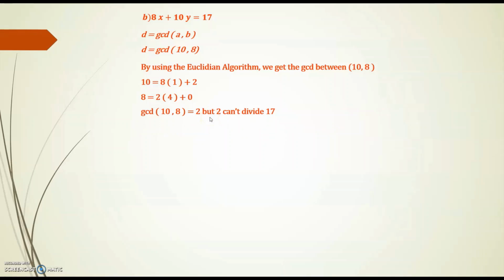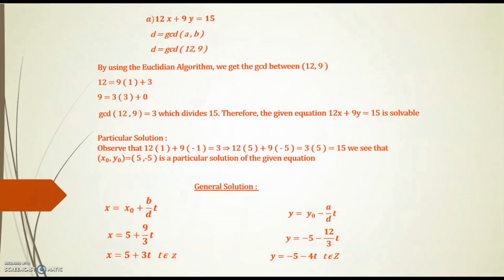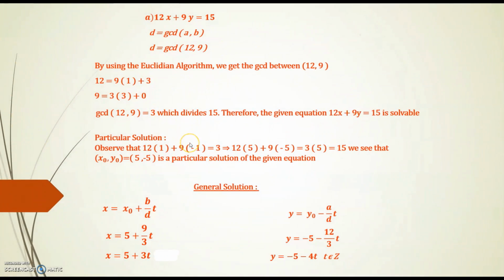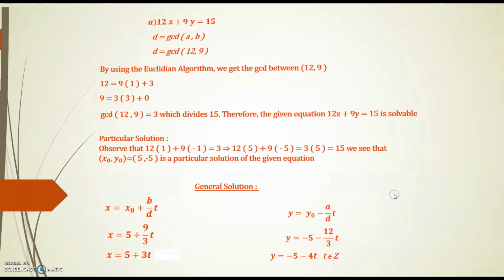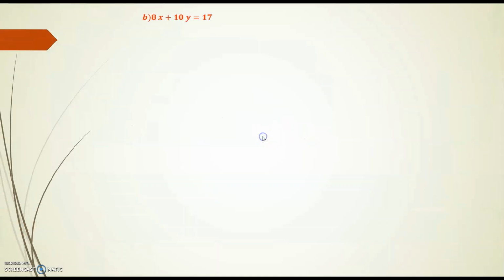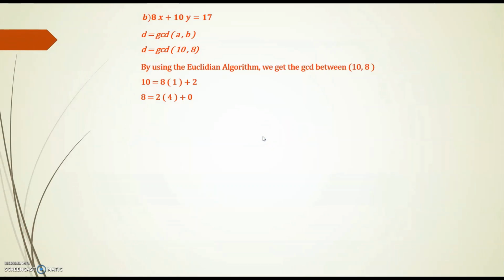If we go back to the previous example, we saw that the first thing that we had to do was to find the GCD between the two numbers. If the GCD divides the right-hand side of the equation, then the equation is solvable. We find the particular solution, and then we find the general solution by using these two formulas. On the other hand, we saw another example that had no solution because the GCD of the two numbers cannot divide the right-hand side of the equation. Therefore, we can conclude that the equation is not solvable.